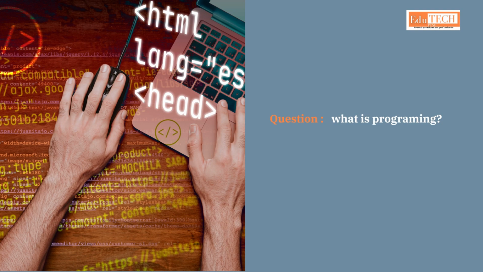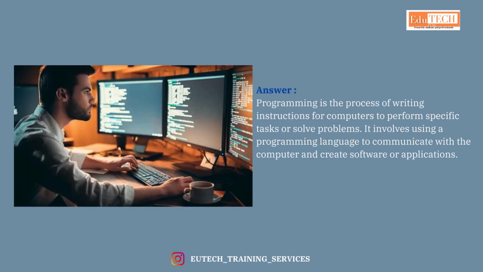Question: What is programming? Answer: Programming is the process of writing instructions for computers to perform specific tasks or solve problems. It involves using a programming language to communicate with the computer and create software or applications.